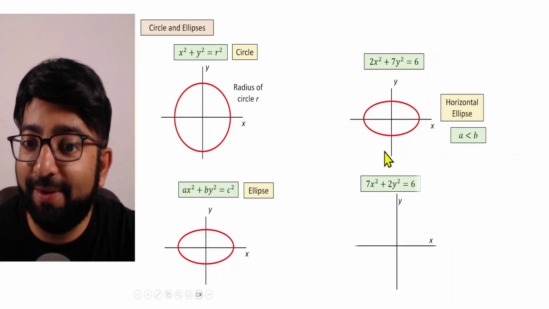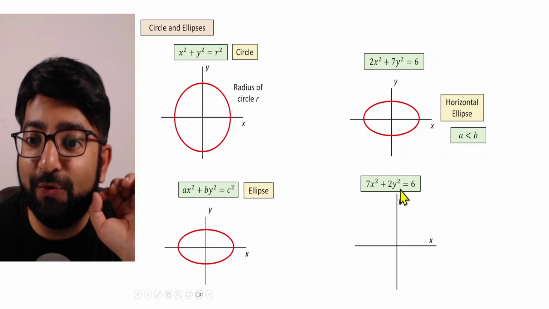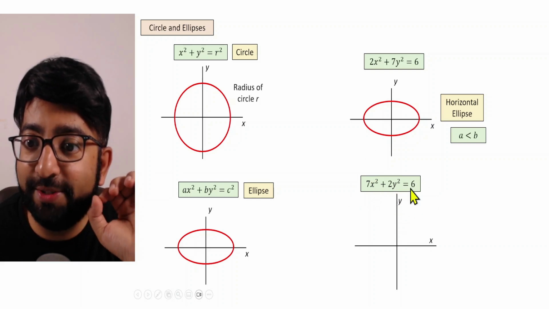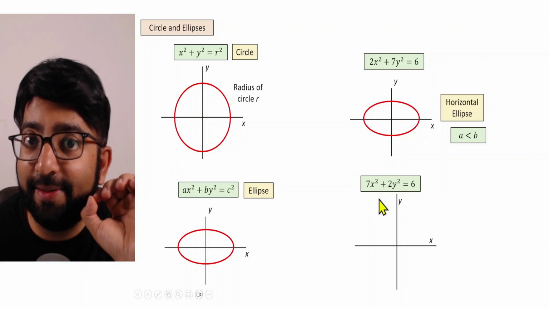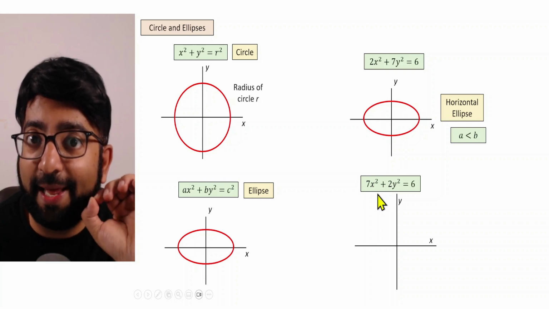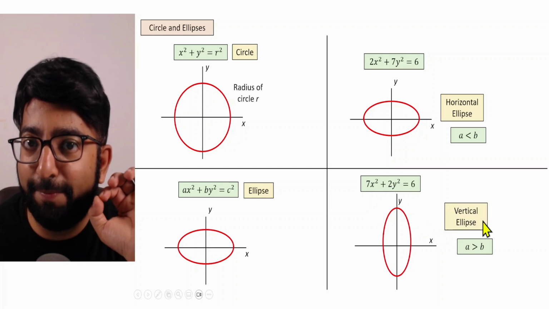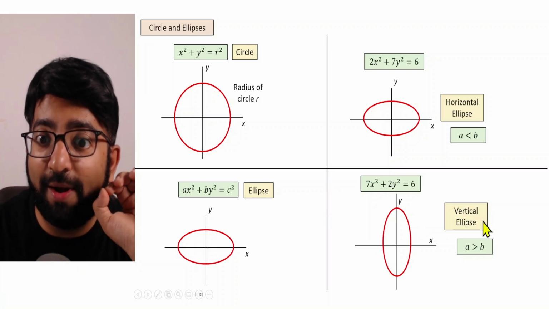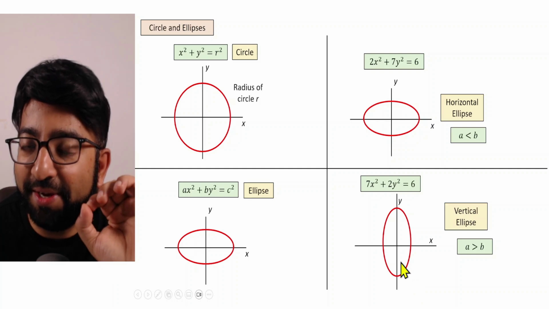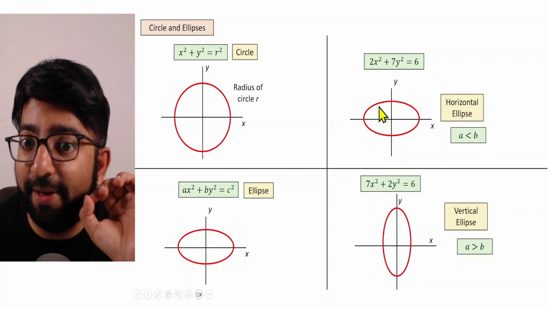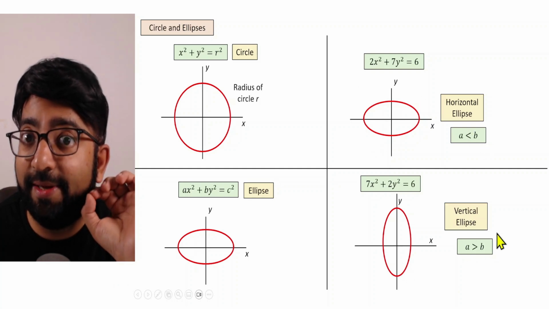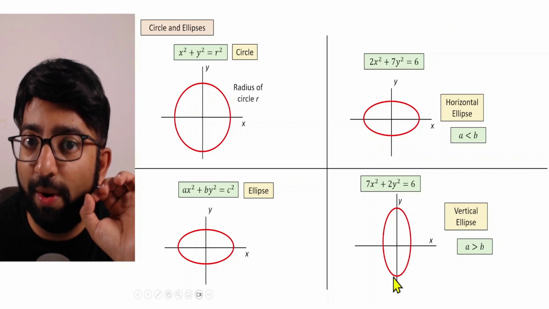On the other hand, consider another equation: 7x squared plus 2y squared is equal to 6. Here you will see that the value of a is greater than b. So the shape of the graph is definitely oval, but it will look like this. This is a vertical ellipse, basically an oval which is flattened out along the y-axis. So the logic here is, if a is less than b, it's a horizontal ellipse. If a is greater than b, then the ellipse is vertical.